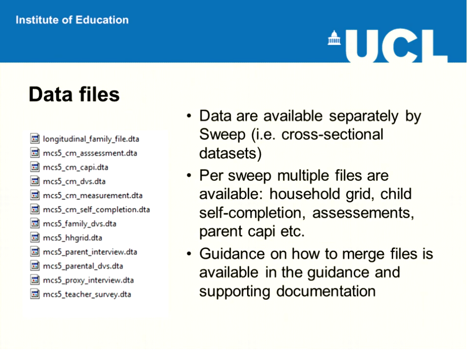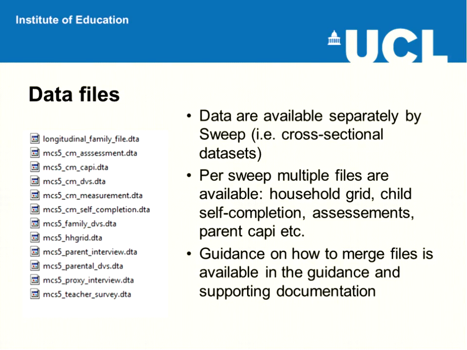In terms of the data files available, the key thing to know about is that data are available separately by sweep. So you don't get one file that has all the sweeps appended to each other, and it's not just one giant data set. Essentially you get each sweep as a cross-sectional data set, so you get all the questions and the sample that were in that sweep.